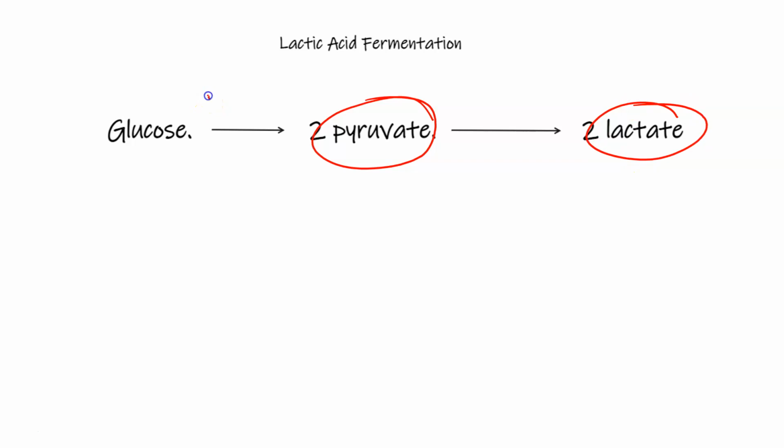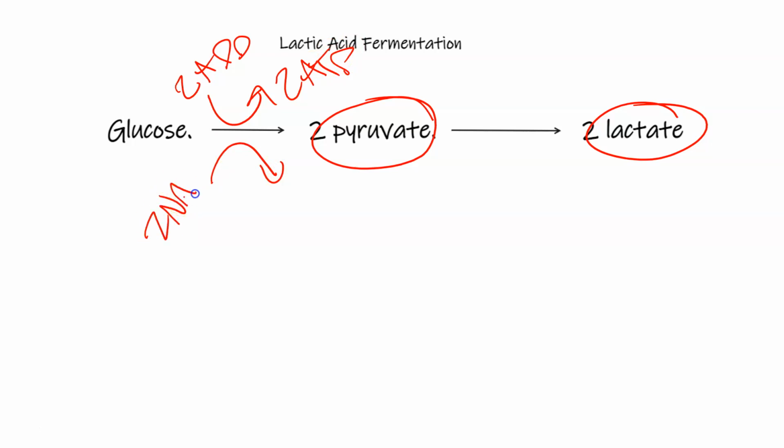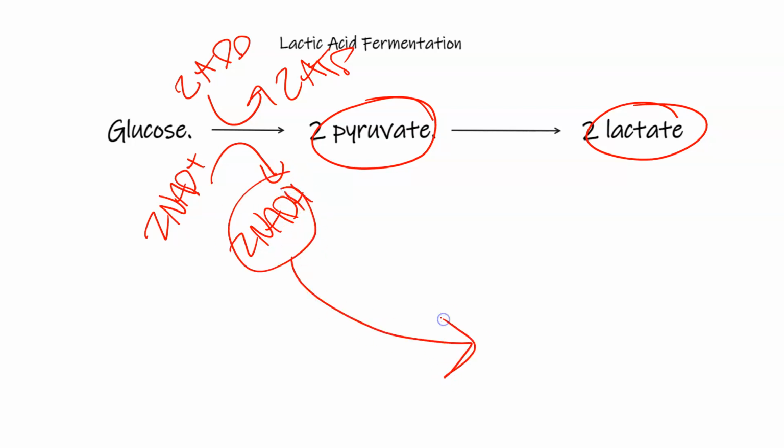We start with glucose. We bring in 2-ADP, which is released as 2-ATP. In addition, we bring in 2-NAD plus, which is reduced to 2-NADH. Now, normally this NADH would head on over to the electron transport chain to be oxidized by oxygen and then continue this cycle. However, because there is no oxygen present, that cannot happen.